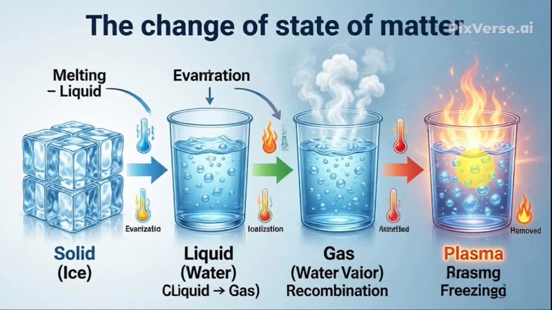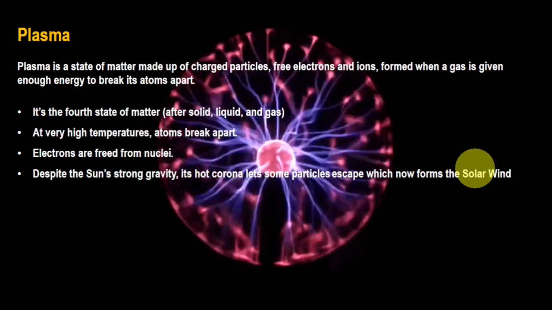Now the question comes: what if I keep heating that gas? What will happen to it? I asked that question when I was still in secondary school, and no one could give me the answer. And now I want to give you the answer. The answer is, if you continue heating a gas, water vapor, it turns into a plasma. So that is the fourth state of matter.